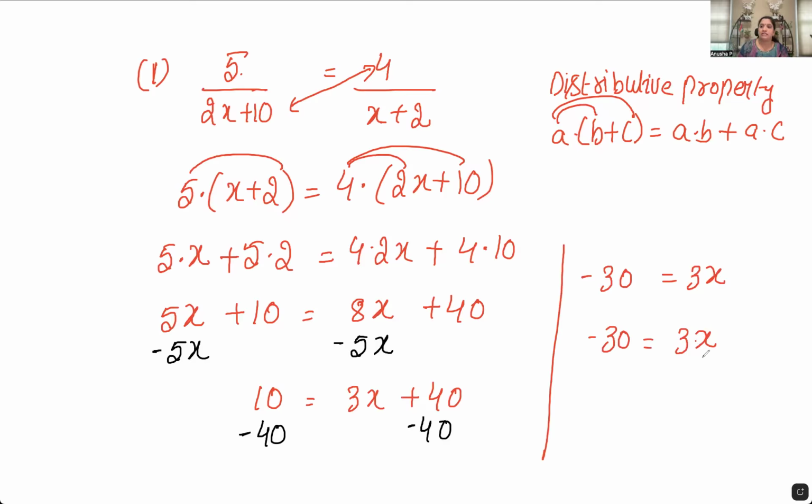We don't want 3. The reverse operation for multiplication is division. We are dividing by 3 on both the sides. X is equal to minus 10. Okay. The final answer x is minus 10.